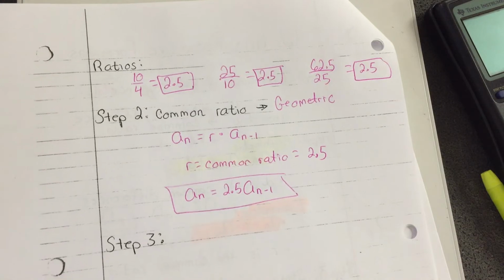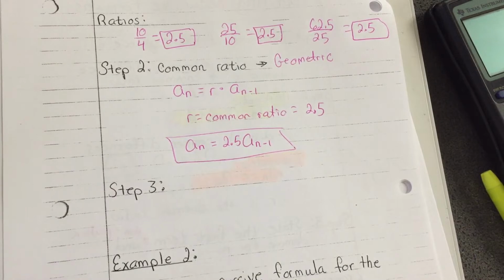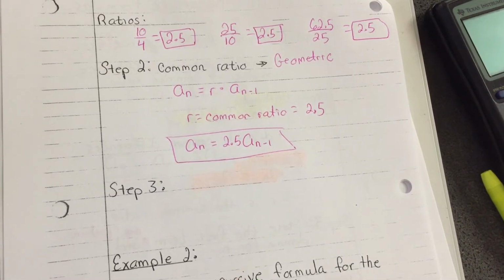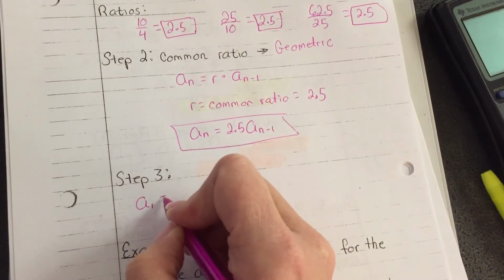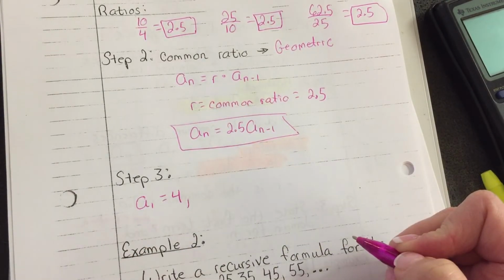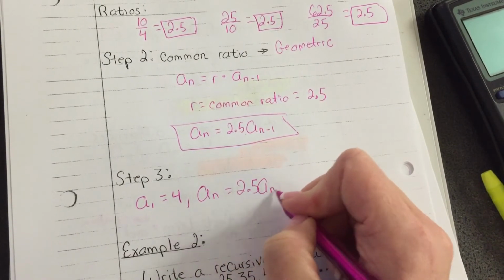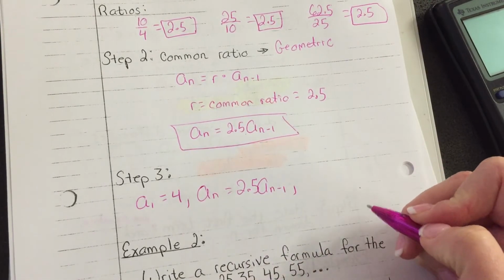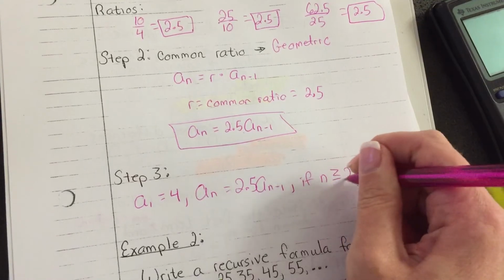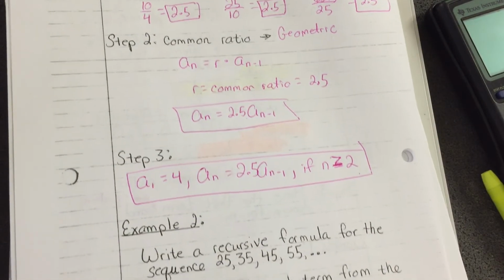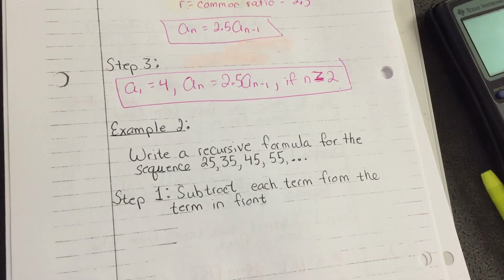In step 3, we write the domain for n. The domain for n is always n is greater than or equal to 2. Now we write each of these in the steps where they belong, so we're writing the entire recursive formula. The first term, a1, is 4, because the sequence started with 4. Then the equation, a sub n equals 2.5 a sub n minus 1, comma, and I always finish with if n is greater than or equal to 2. And you just wrote your first recursive formula. It looks complicated, but it's not nearly as complicated as it looks.